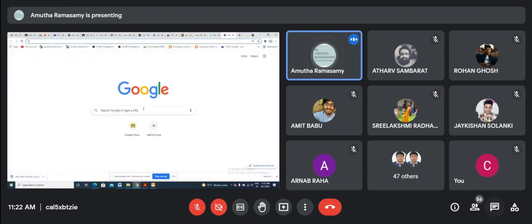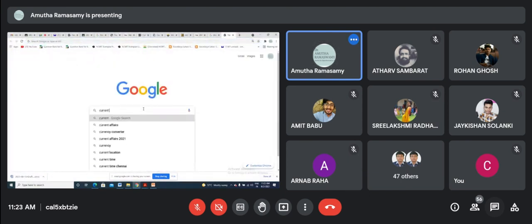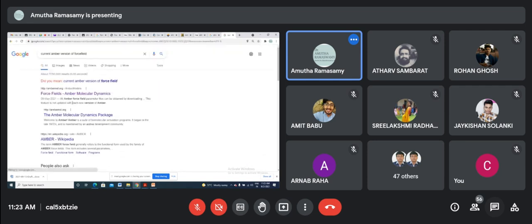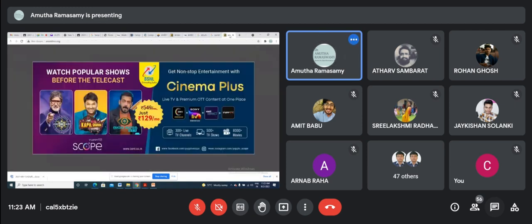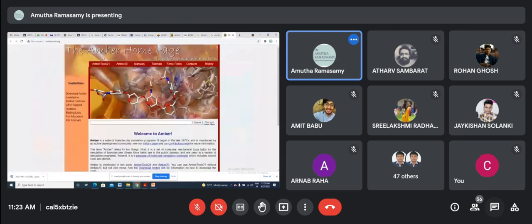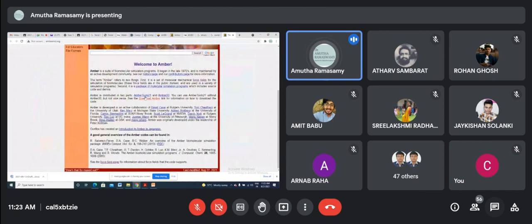What is the AMBER version now? Current AMBER version. Let me see. What is this, AmberTools? AMBER 20 now. Okay, so accordingly they will have tools also.